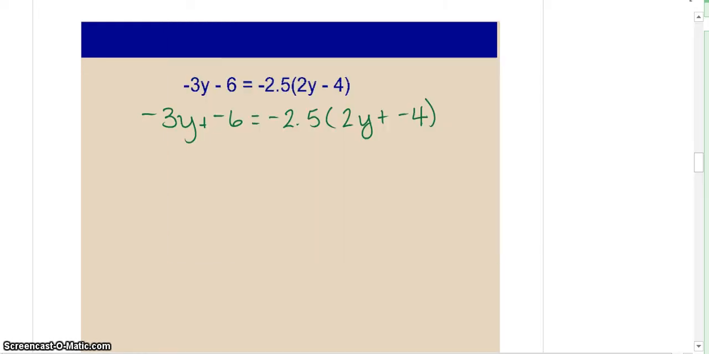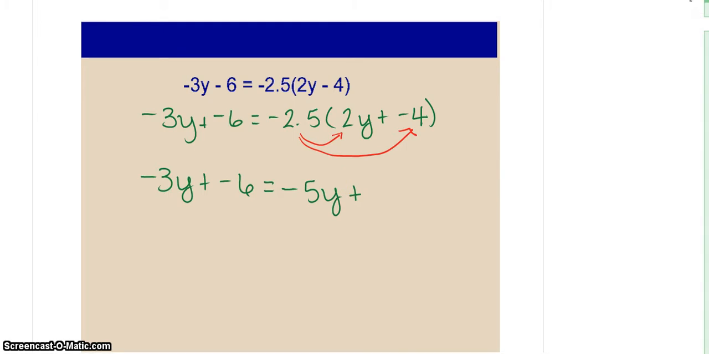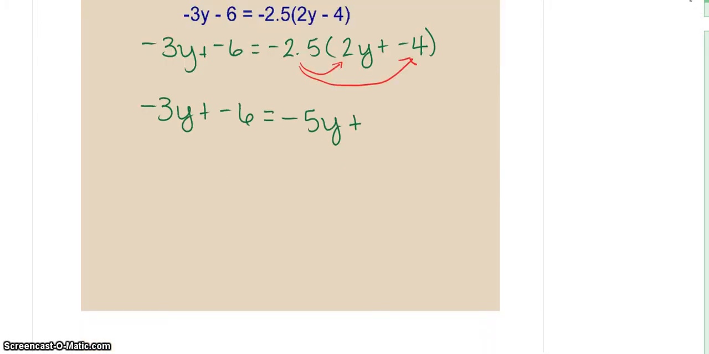And the way we're going to simplify is we can't add what's in parentheses because they're not like terms. However, we can multiply the negative 2.5 times both of the terms within the parentheses. And this is called the distributive property. So we're going to go ahead and apply the distributive property. Negative 3y plus negative 6 equals negative 5y plus 10.